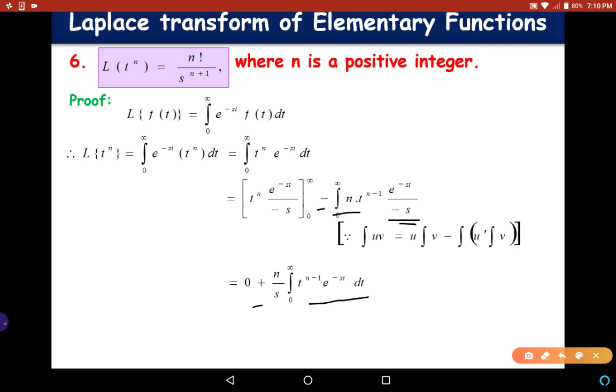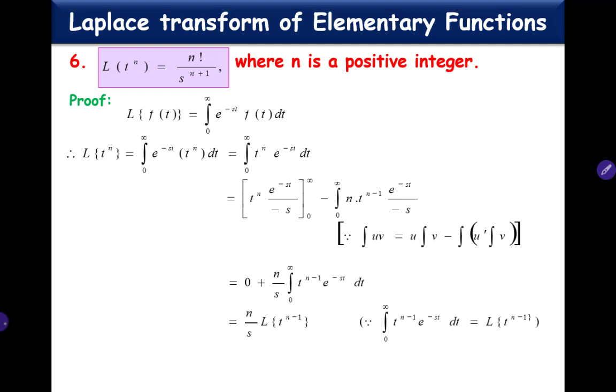Now once again come here and look at the definition of L of f(t), integral 0 to infinity e power minus st into f of t dt. Now look at this integral. In place of f of t, we have t power n minus 1 here. Therefore, this entire integral is the Laplace transform of t power n minus 1. So this gives n by s into Laplace transform of t power n minus 1.